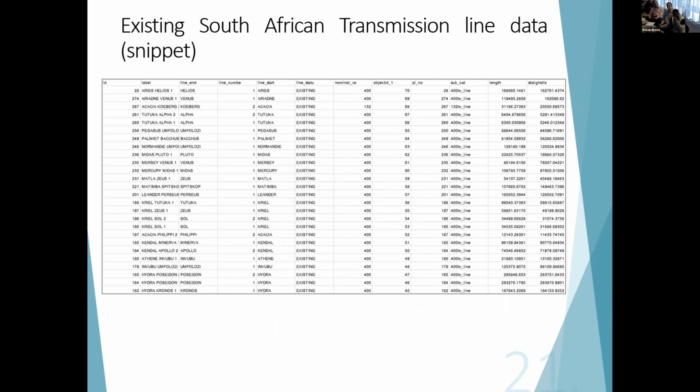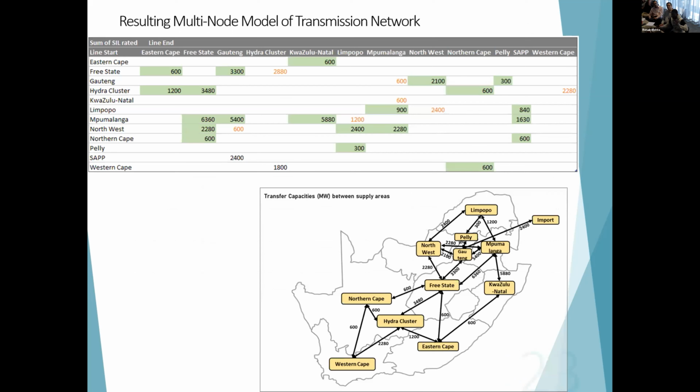And so this is a snippet of the source data. This was found in the GCCA interactive maps, and I've just summarized it in a pivot table. So in this pivot map, let me just start here. This is basically a high level overview of my 11 supply areas.